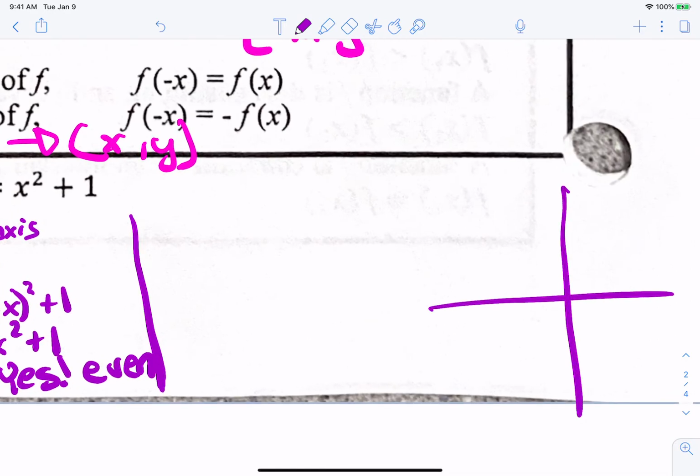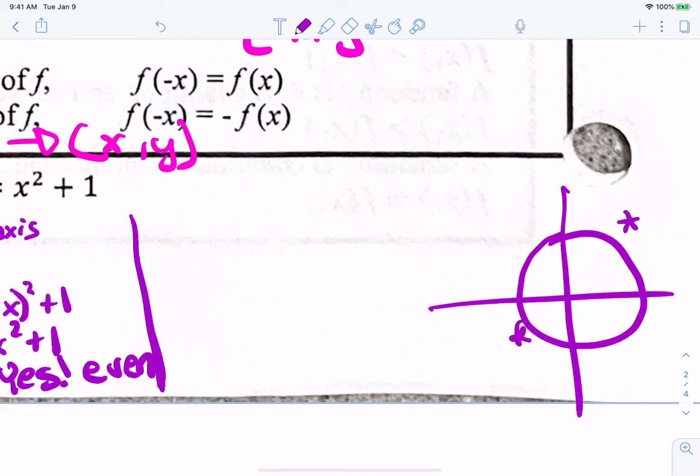That's exactly right. It's a circle. Pretend it's a uniform circle. This is symmetric with respect to the y-axis, and it's symmetric with respect to the origin, because everything that's in the first quadrant is also in the third quadrant, and everything that's in the second quadrant is also in the fourth quadrant. So it has origin symmetry and y-axis symmetry.